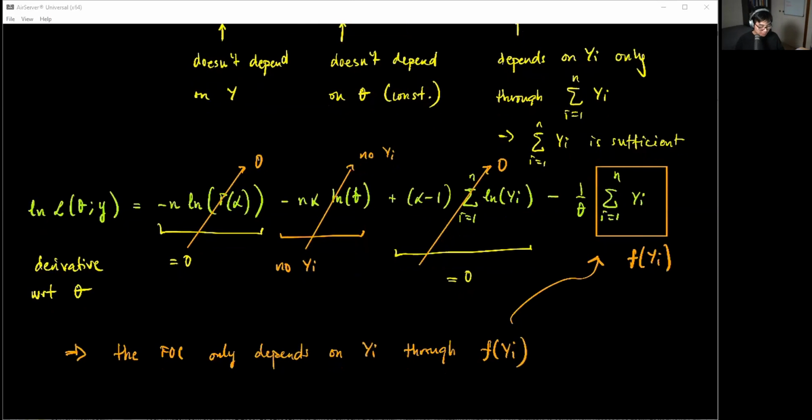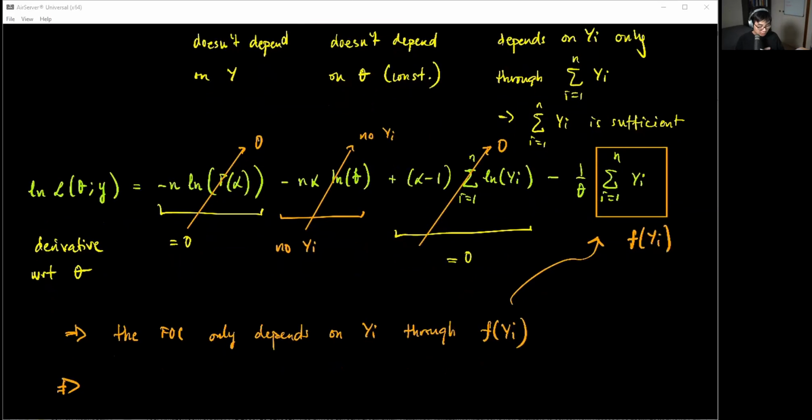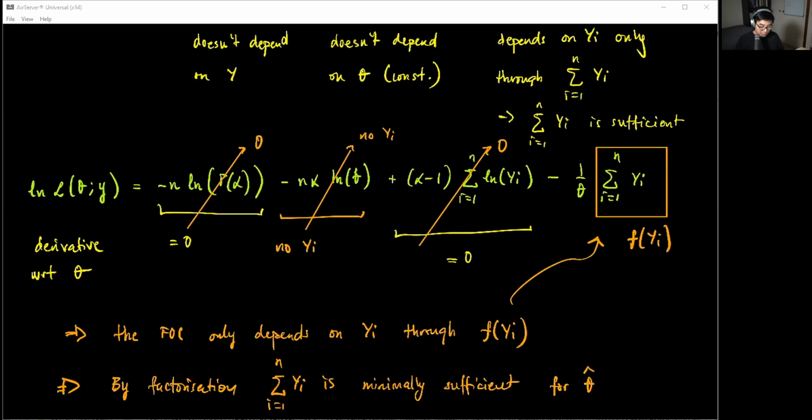So the conclusion here is that by factorization, and you don't have to do all this, this is just to show you why factorization works. You could have shown this many steps ago. By factorization, the sum of yi is minimally sufficient because you can't reduce that anymore. You can't make that any simpler for theta hat.